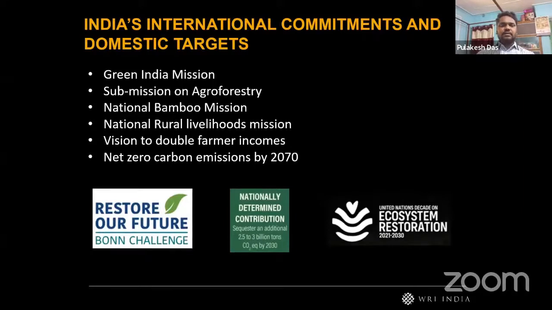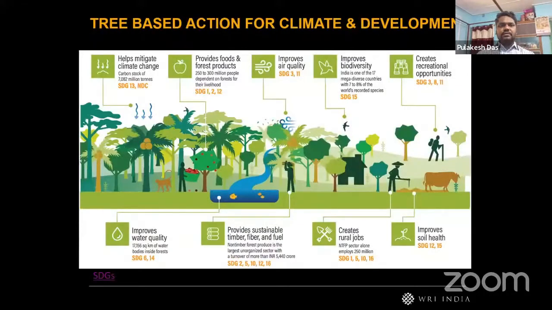So this includes the Green India Mission, the Sub-Mission on Agroforestry, the National Bamboo Mission, the National Rural Livelihood Mission. These are the missions you can see on the screen. Those can be achieved when someone implements this kind of activities on the ground. And what are the different tree-based interventions linked with the sustainable development goals? What can we get as benefit out of this landscape restoration?